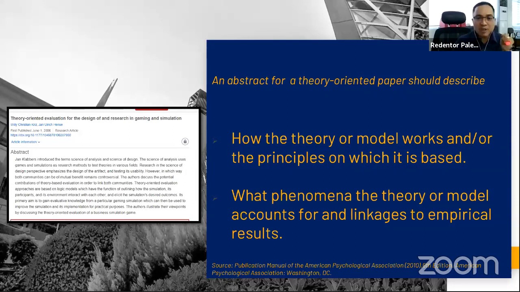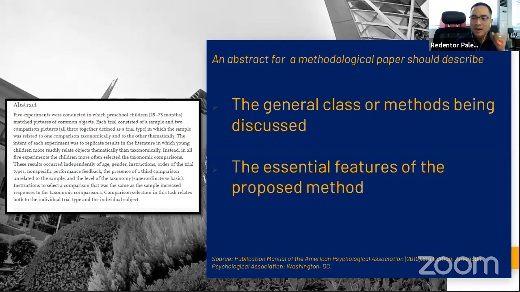Okay, let's move on to the next. What about if we are writing a methodological paper? What are the things that we need to look into? One thing here is the other thing, the general class or methods presented or discussed. Another thing here is the essential features of the proposed method.